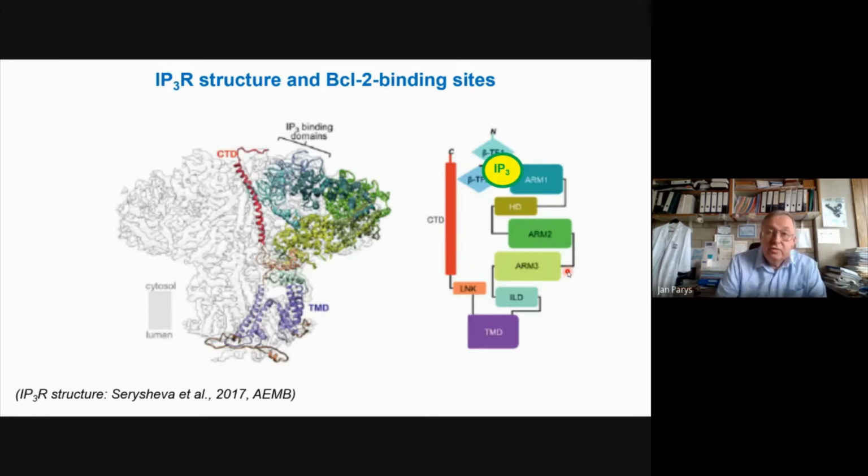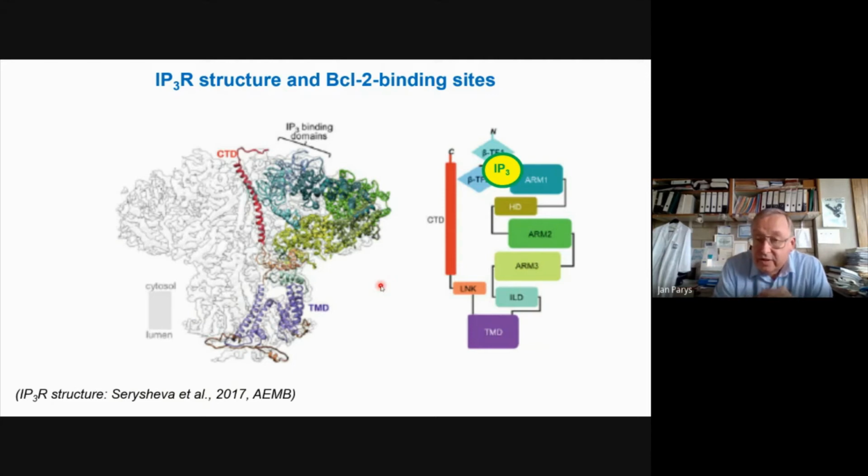Here you see the three-dimensional structure of the IP3 receptor that is taken from a paper by Irina Seryshev. This is the tetrameric IP3 receptor, of which one of the four units is in color. The different domains are in different colors. And here there is also a model of this monomer where the 10 different domains are color-coded in the same color as here.